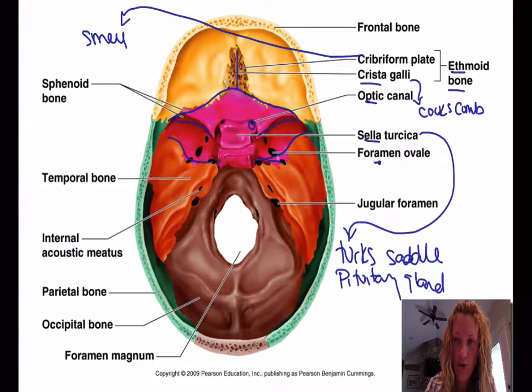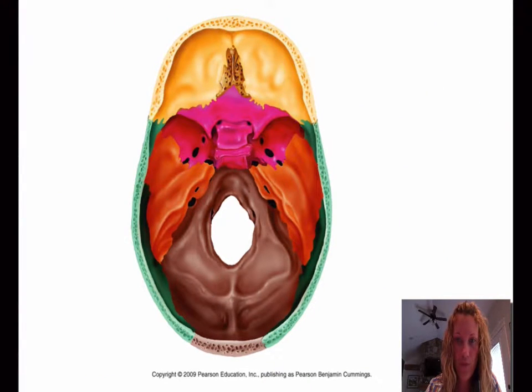And then the foramen ovale is where some of the cranial nerves pass, cranial nerve 5, you don't need to know that for now. Then we have the temporal bone again, the internal acoustic meatus, the parietal bone, and again, these are now review. And then there's another blank one, so go ahead and quiz yourself.